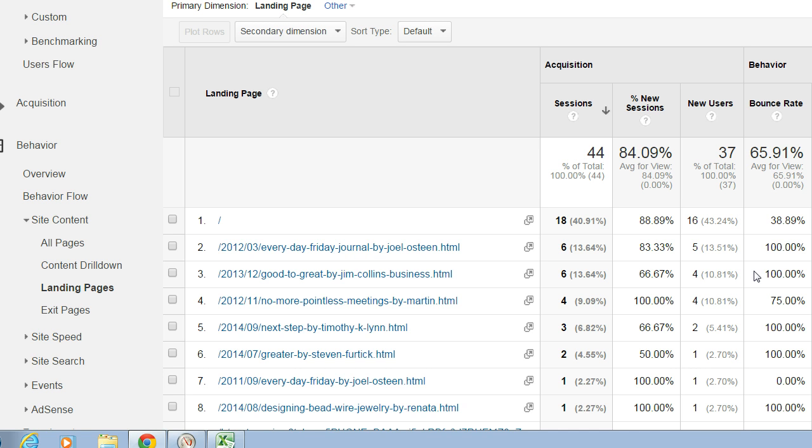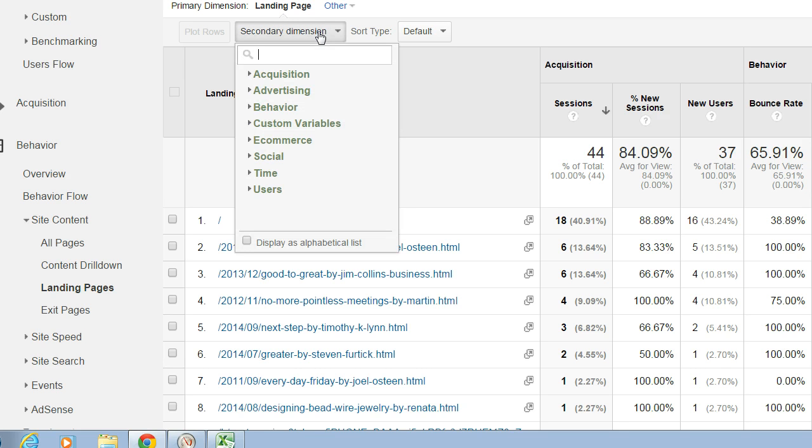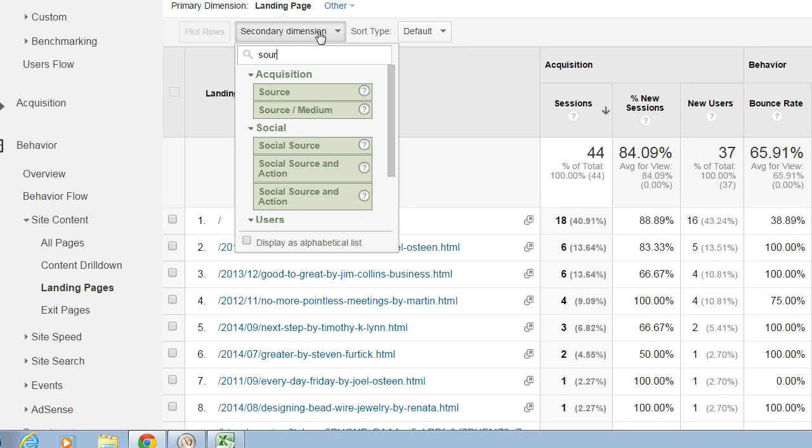You also want to look at how people got there. I think it's important to look at the acquisition. So under acquisition, we're going to look at source and medium. And this tells me where people were when they saw these landing pages that they decided to click on.